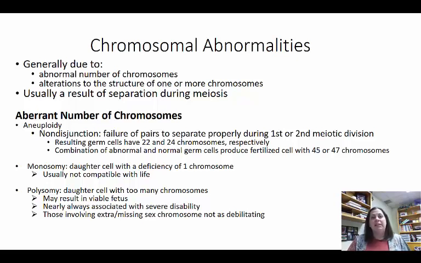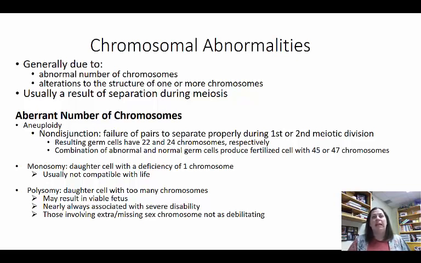If they're missing a chromosome, this is called a monosomy. This is where the daughter cell has a deficiency of one chromosome. This is usually not compatible with life. Most monosomies result in a miscarriage. Okay, the child does not have enough genes in order to form properly, and so because of this, a miscarriage occurs. There's actually only one monosomy that survives to birth. On the other hand, polysomies is going to be where there's extra chromosomes.